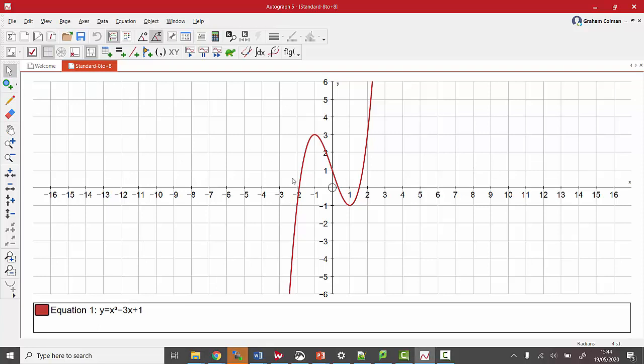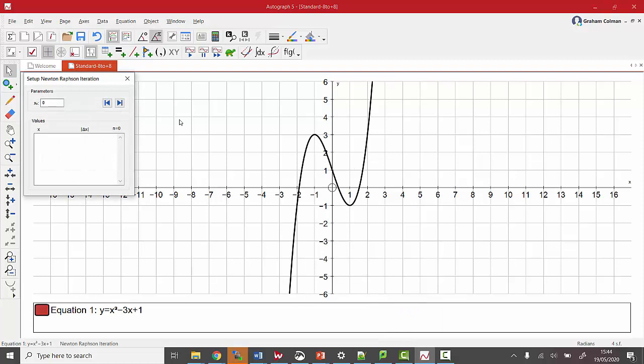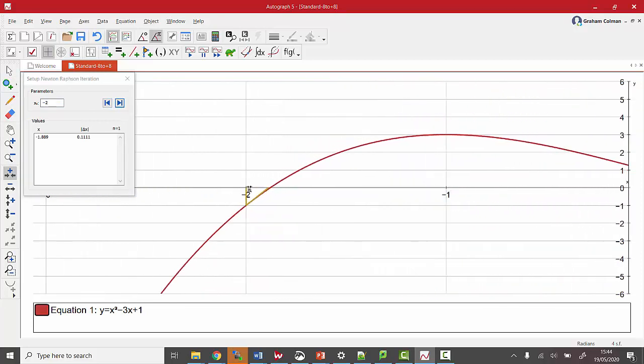What I'm going to do here, I have selected the curve, right click on it, and click Newton-Raphson iteration. So as the question said, can we start with -2? Now we can't quite see that, so I'm going to zoom in so we can really see what's going on with that.